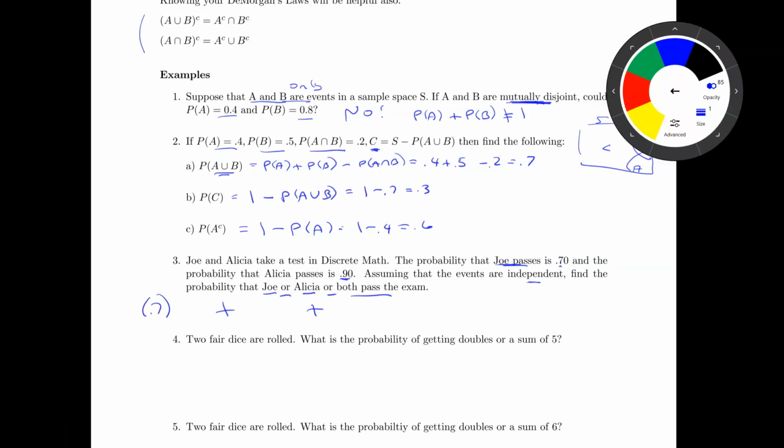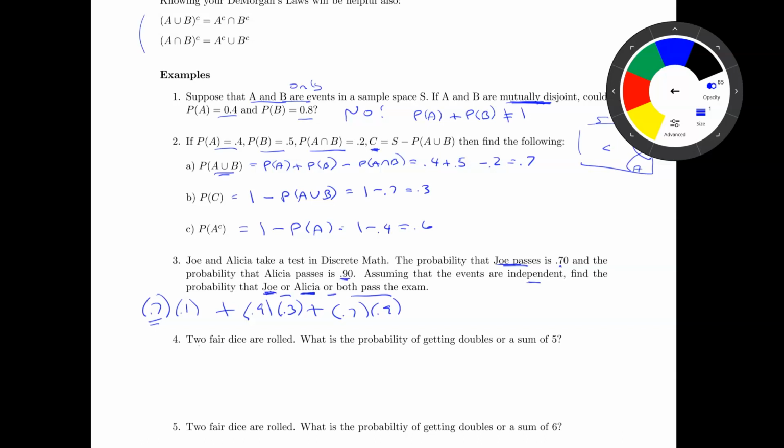And then we'd have the case of Joe passes. Maybe Alicia doesn't. So if Alicia doesn't pass, that would be 0.1. So what if Alicia passes? That's 0.9, and Joe doesn't, so that would be 0.3. And then how about if they both pass, 0.7 and 0.9? So we're taking into account all the different situations, right?